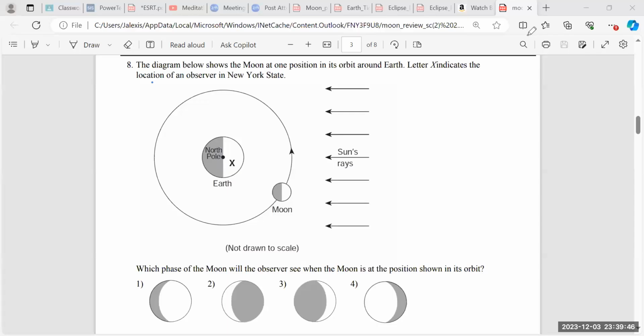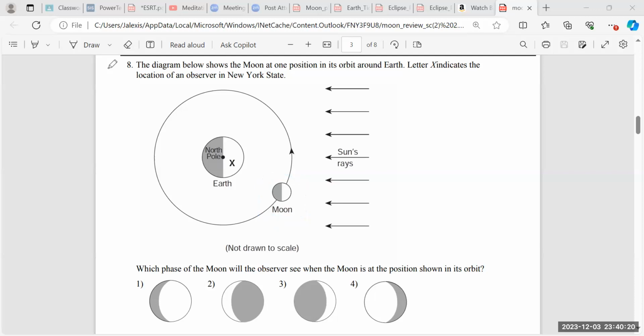All right, number 8 says the diagram below shows the moon at one position in its orbit around Earth. Letter X indicates the location of an observer in New York State. And the question says, which phase of the moon will the observer see when the moon is at the position shown in its orbit? So we're trying to see basically what view the person is going to get when the moon is at this location right here.